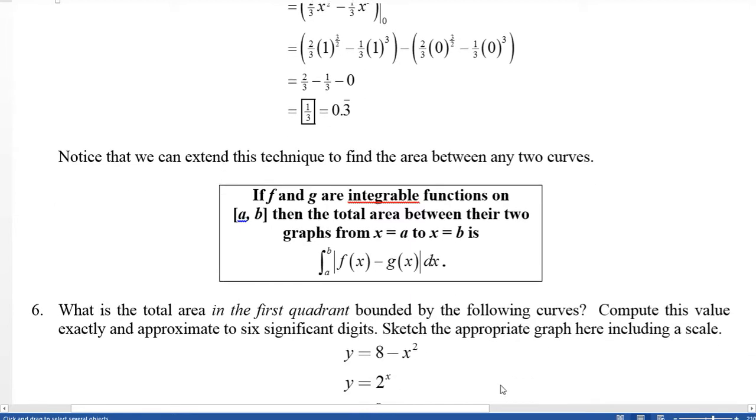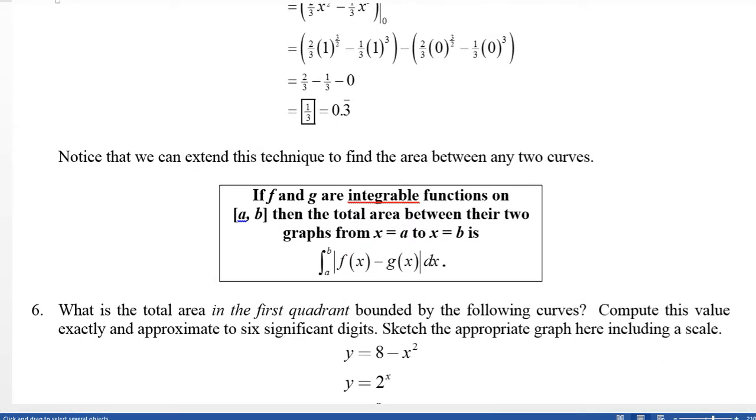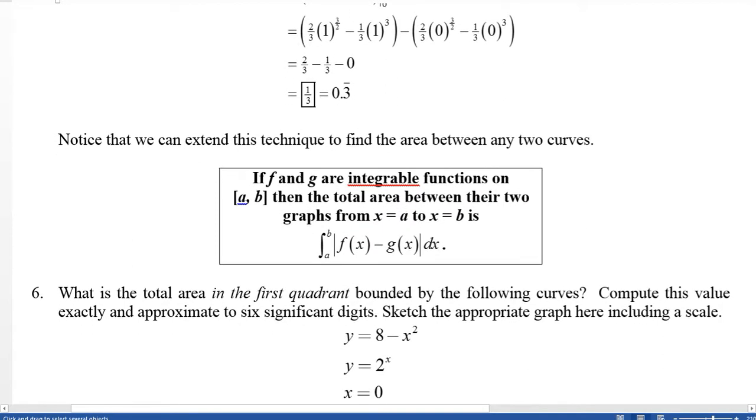So we want the area in the first quadrant bounded by the following curves. y equals 8 minus x squared, y equals 2 to the x power, and x equals 0. So there should be some region in the first quadrant that's enclosed by those three curves, and parts of those curves are boundaries of the region. And then we want to compute the area of that region.